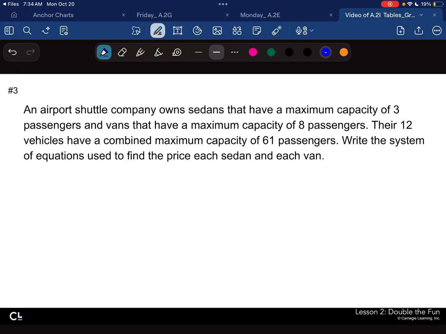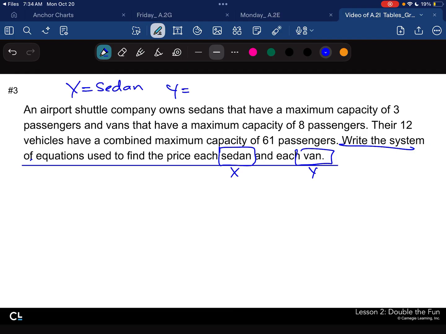So first things first, like I said, I'm going to underline the question. Write the system of equations used to find the price of each sedan. See, they did not tell me what is going to be my X value and what is going to be my Y value. It does not matter how you label it, unless it tells you in the question. So I'm just going to say sedans are my X values, vans are my Y values. X is sedan, Y is van. Unless my word problem says otherwise, I just have to make sure that if I'm using X for sedans in the first equation, the second equation has to be the same thing.